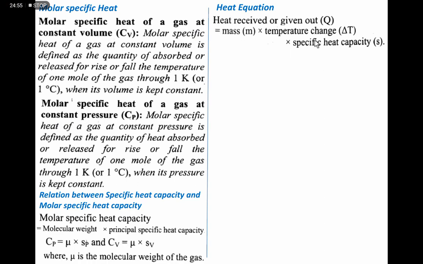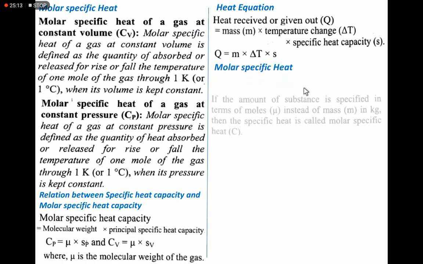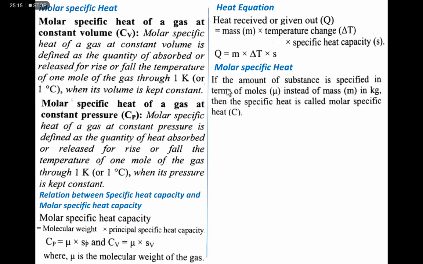So the heat equation is the mass into change in temperature into specific heat capacity of the substance. Okay, so we'll write Q is equal to m delta T into S. So molar specific heat, again, what is molar specific heat? If the amount of substance is specified in terms of mole instead of the mass, that is in kilogram, the specific heat is called molar specific heat. So this is the big difference between the specific heat and molar specific heat.